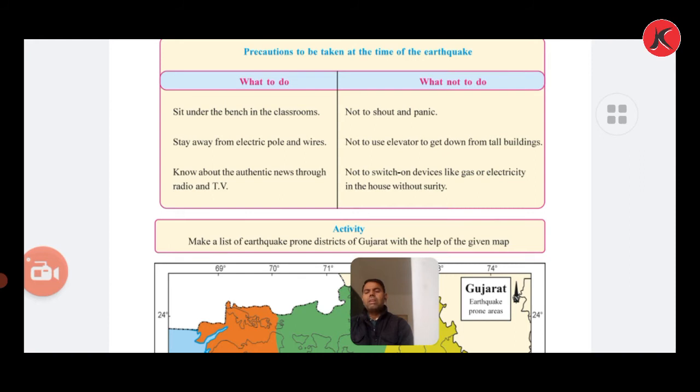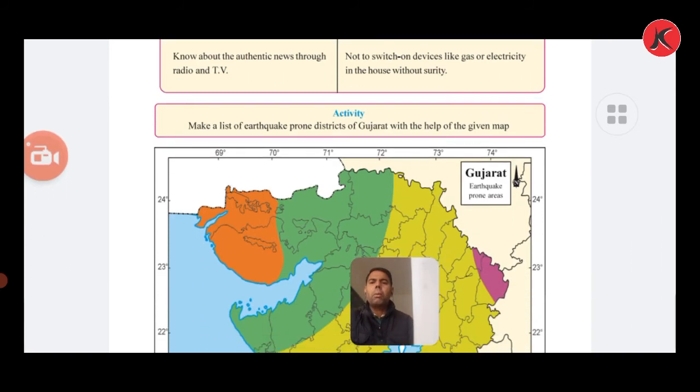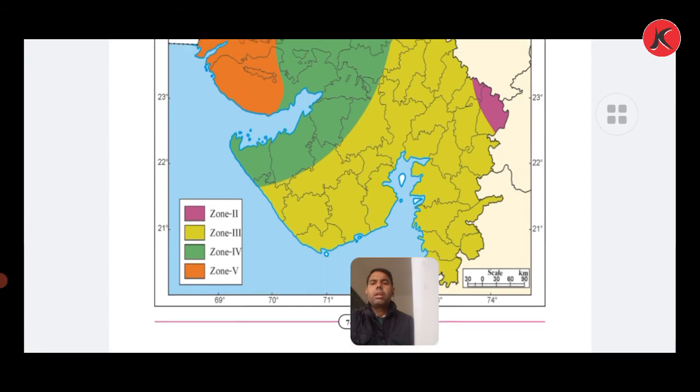Not to switch on devices like gas or electricity in the house without surety. If we are in the house, we have to switch off the gas or electricity, because maybe a short circuit could happen. And if there is a gas leakage, then we will be in a problematic situation. So these types of things we have to stop.